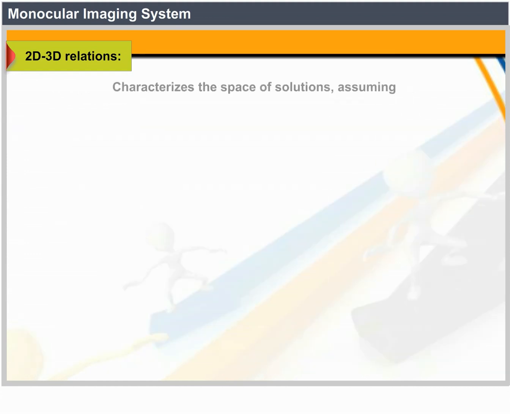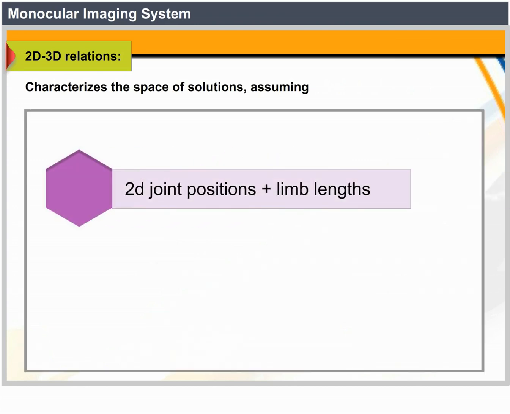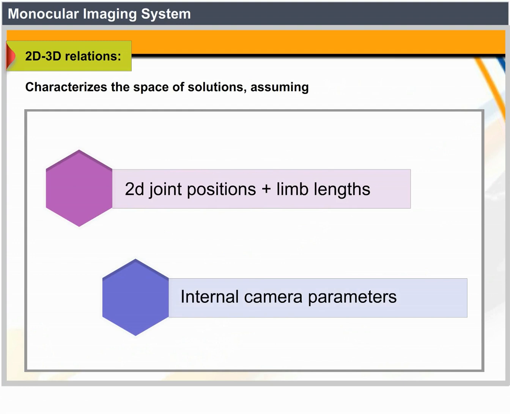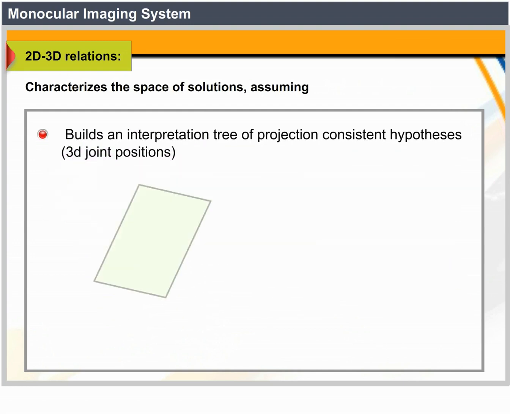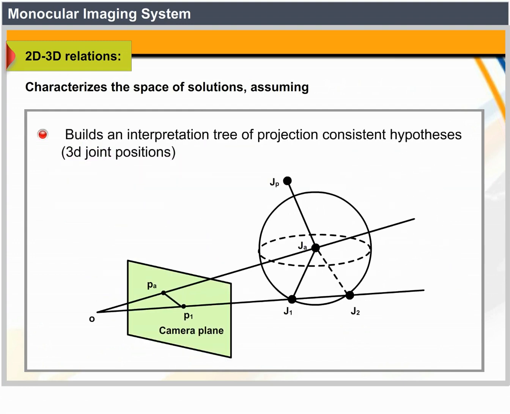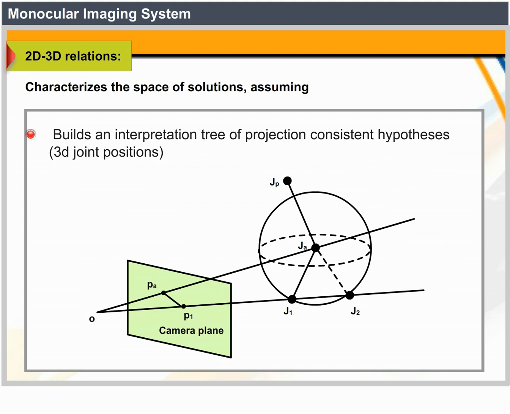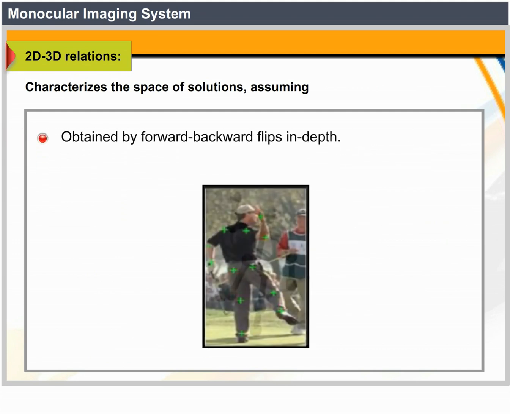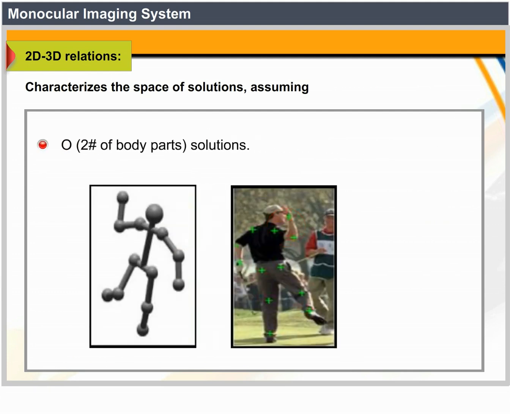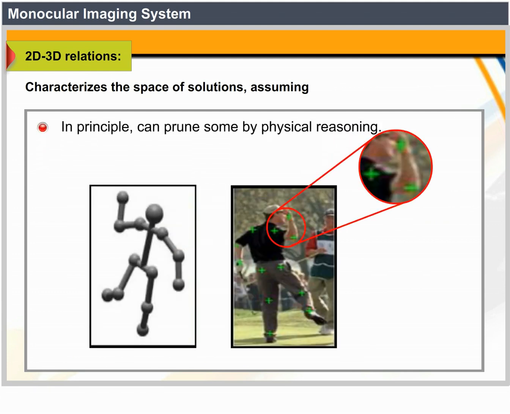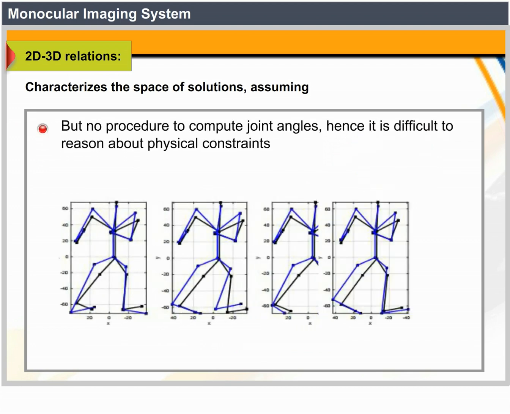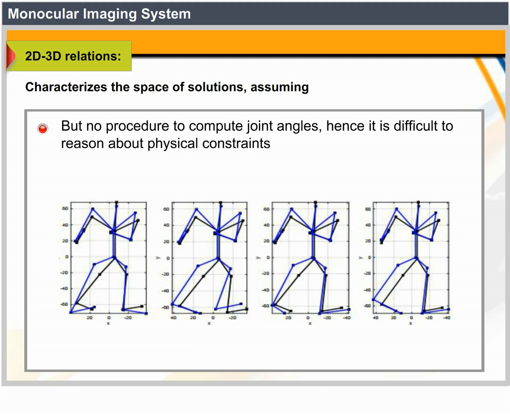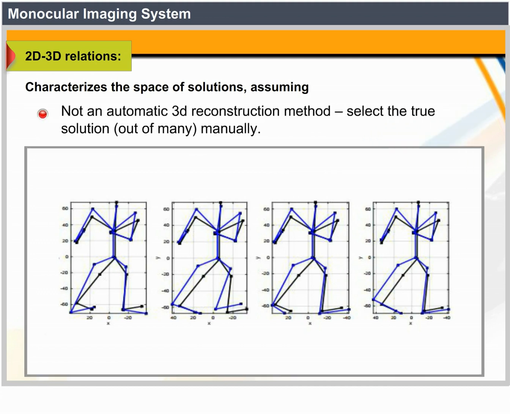Characterizes the space of solutions assuming 2D joint positions plus limb lengths and internal camera parameters. Builds an interpretation tree of projection-consistent hypotheses. Third joint positions obtained by forward-backward flips in depth. O(2^n) body part solutions; in principle, some can be pruned by physical reasoning, but there is no procedure to compute joint angles, hence it is difficult to reason about physical constraints. Not an automatic 3D reconstruction method. Select the true solution out of many manually.